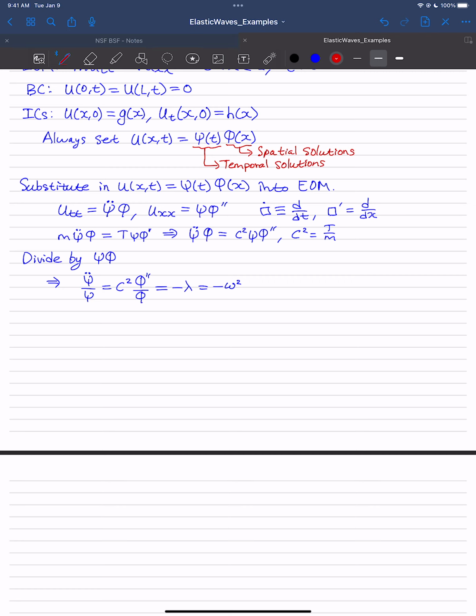And so lambda here is what we would call the eigenvalues. And then omega is our natural frequencies. And thus, we find that omega must be equal to the square root of lambda. From here, we will consider the left-hand side and derive a differential equation for psi. Then we'll consider the right-hand side and extract a differential equation for phi.